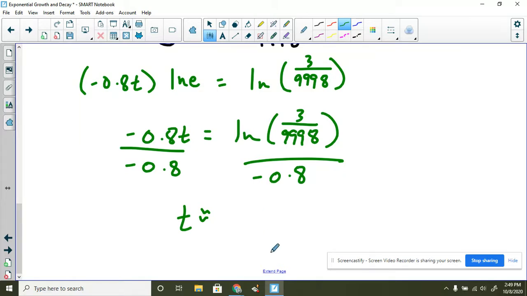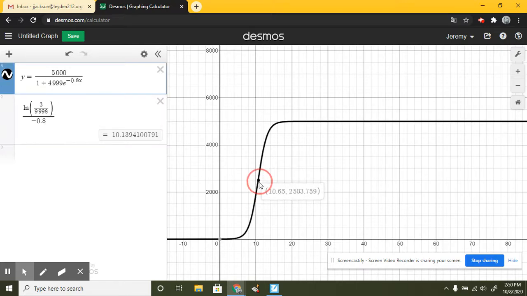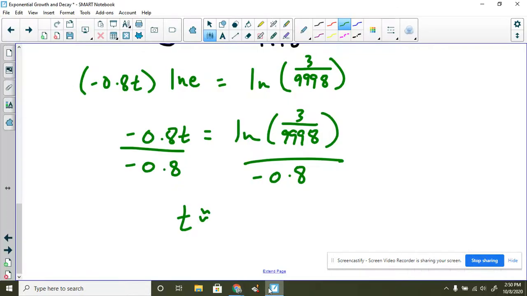Let's go back to Desmos one last time. Let's figure out what this is. So we had the natural log of 3 over 9,998 divided by negative 0.8, which is about 10.14. Let's see, is that about right? When do we get to 2,000? Look at that. Right there, at 10.14, it's just past 2,000. So I think we're probably right. So we get approximately in the middle of or on the early parts of the 10th day, should we say? Let's say 10 days.